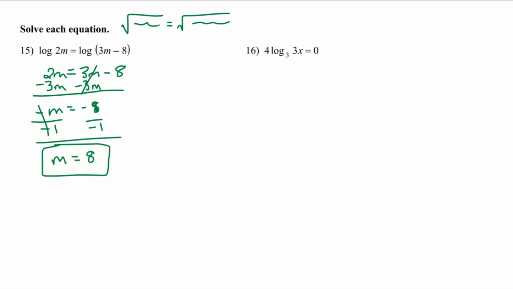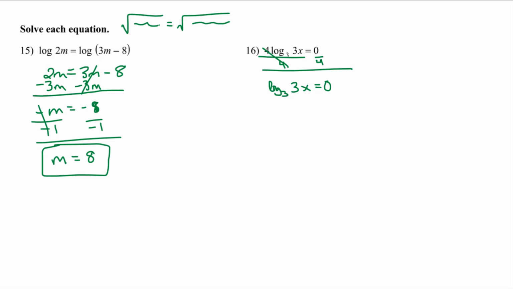Number 16, I only have a single logarithm, so I am going to try to rewrite this without the logarithm. That's my go-to. If you have a single logarithm, try to write it as an exponential equation. If you have an exponential equation, then chances are we might try to think of it as a logarithm and see if that helps. So before I rewrite it though, this 4 in front, I actually can just divide both sides by 4 to get rid of. So log base 3 of 3x equals 0. That 4 really did not matter to us very much at all.